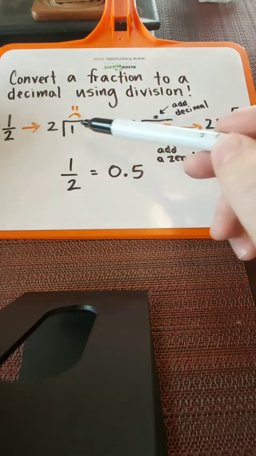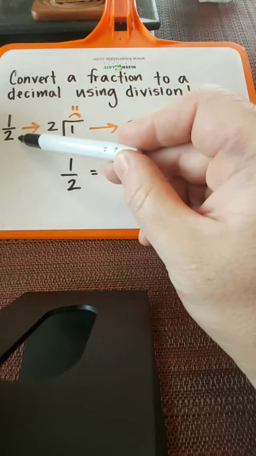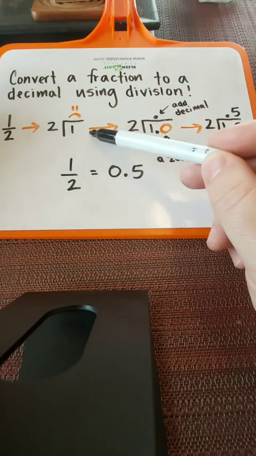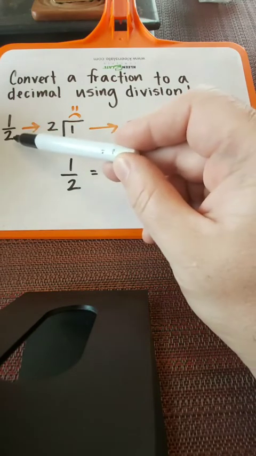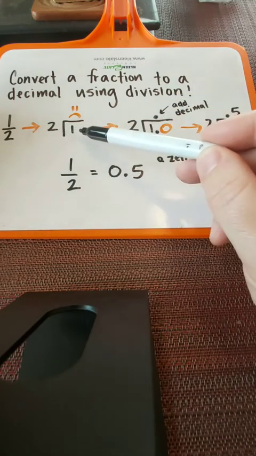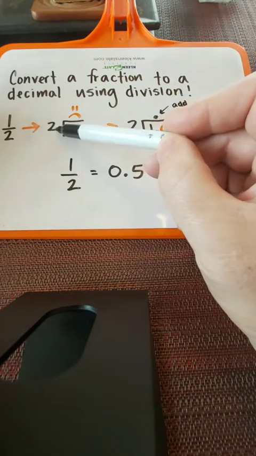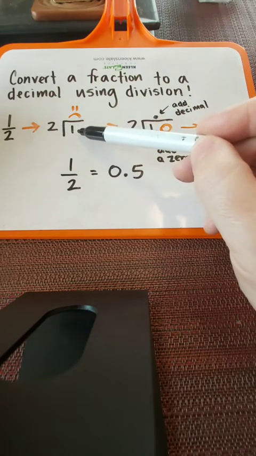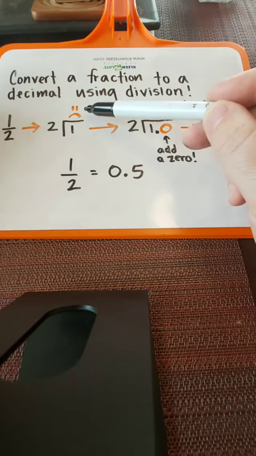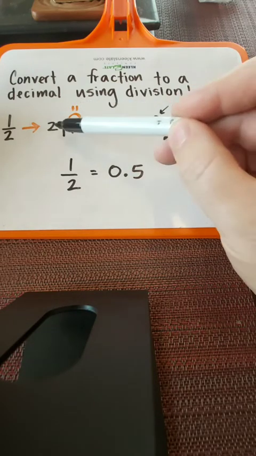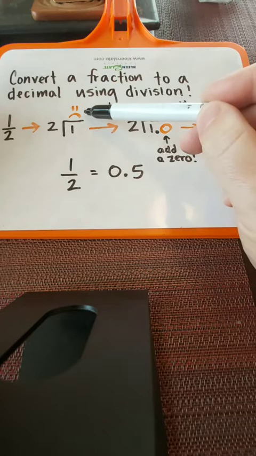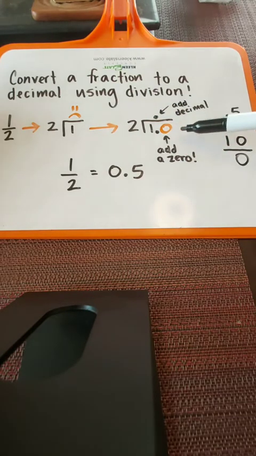So the first thing we're going to do after converting our fraction into a division problem is take the denominator, that's 2, and divide it into the numerator. Only one problem: we can't put 2 into 1 because 2 is bigger than 1. So we can't do that yet. That takes us to our next step. We have to do two things.